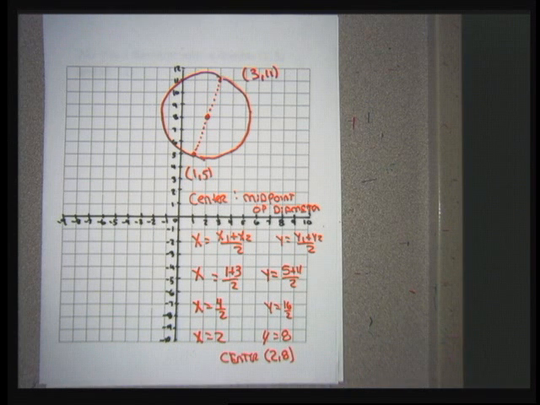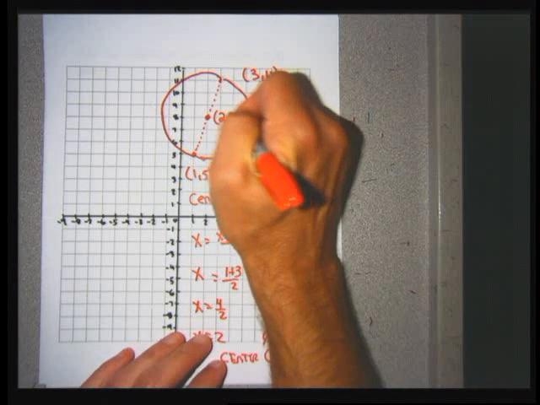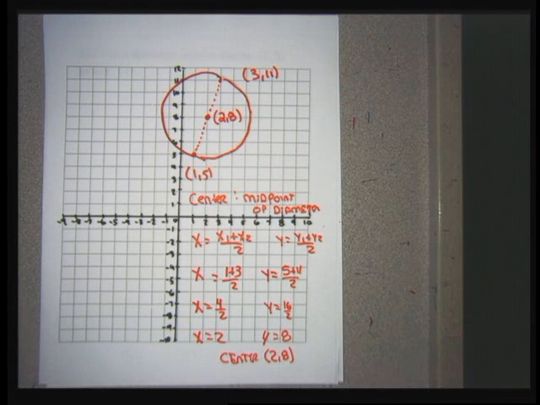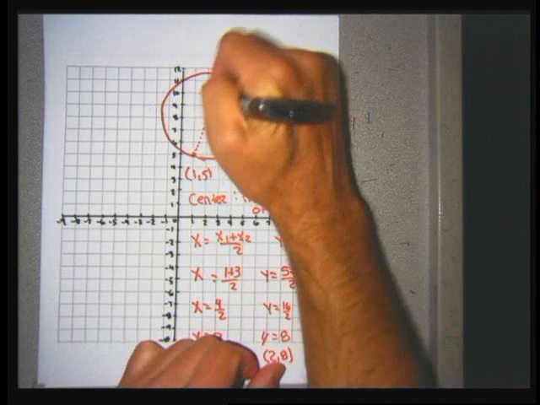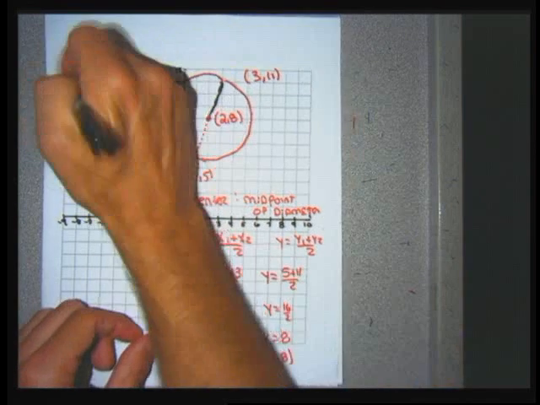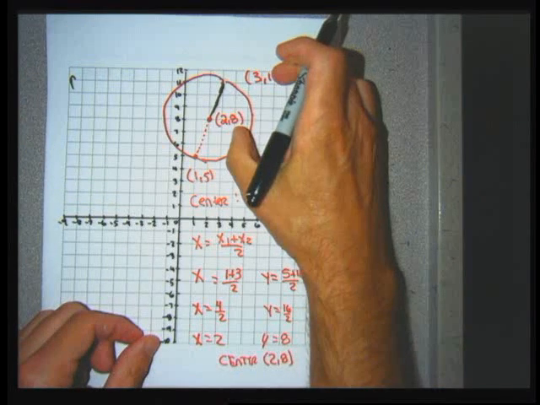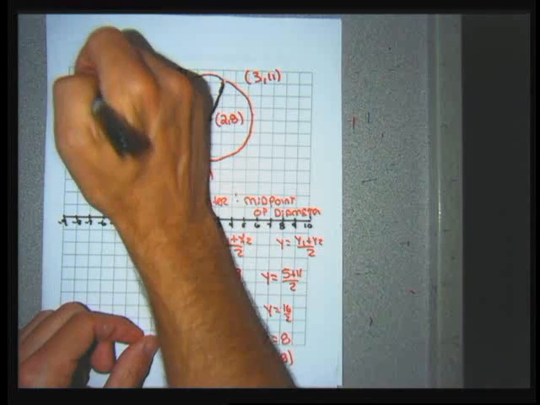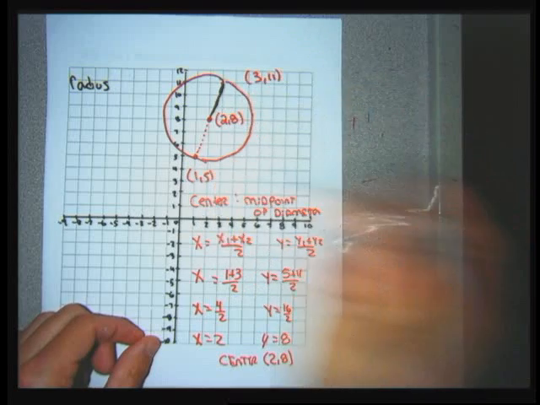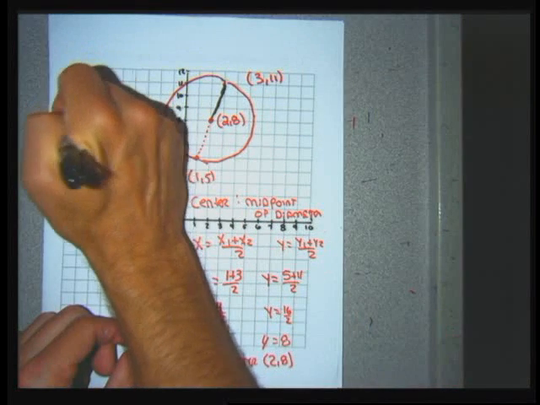I also need to know the radius. So I can be happy with that, but not be done. To get the radius, I need to know the distance between the center and one of the points on the side. I can find this distance right here, or that distance. I'm going to find this distance right here. So the radius is going to be the distance between the point (3, 11) and the point (2, 8), or the distance between (2, 8) and (1, 5). They're equal.